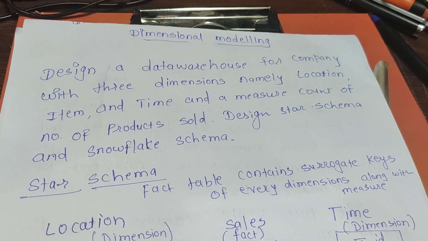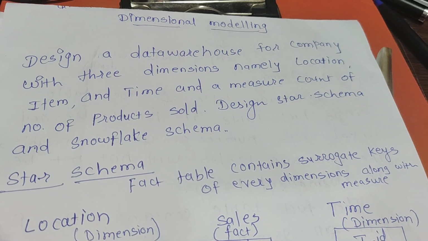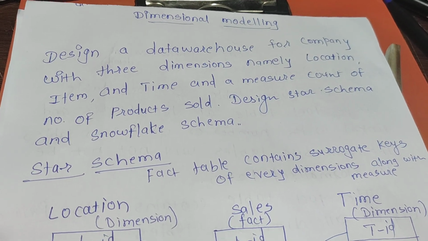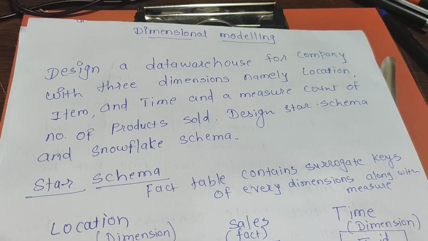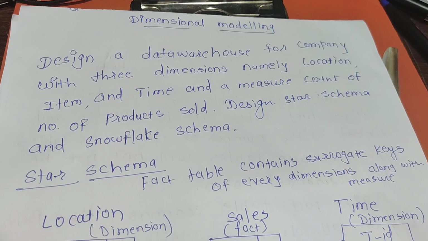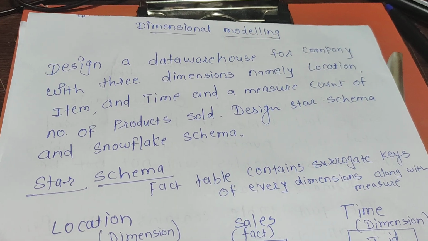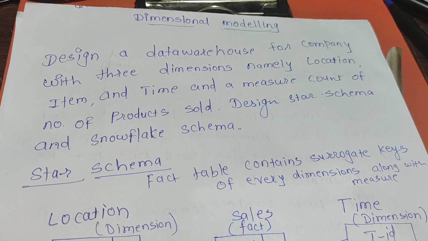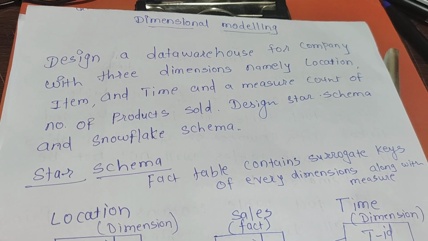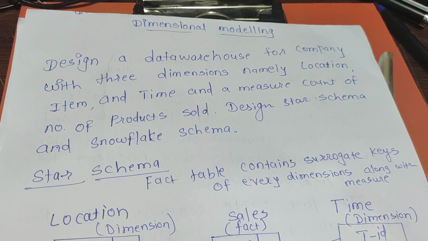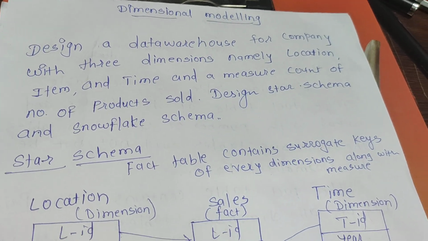Hello friends, today we are going to see dimensional modeling, that is, design of a data warehouse using star schema and snowflake schema. With this example we will see how to design star schema and snowflake schema. Design a data warehouse for a company with three dimensions, namely location, item and time, and a measure of count of number of products sold. Design star schema and snowflake schema.